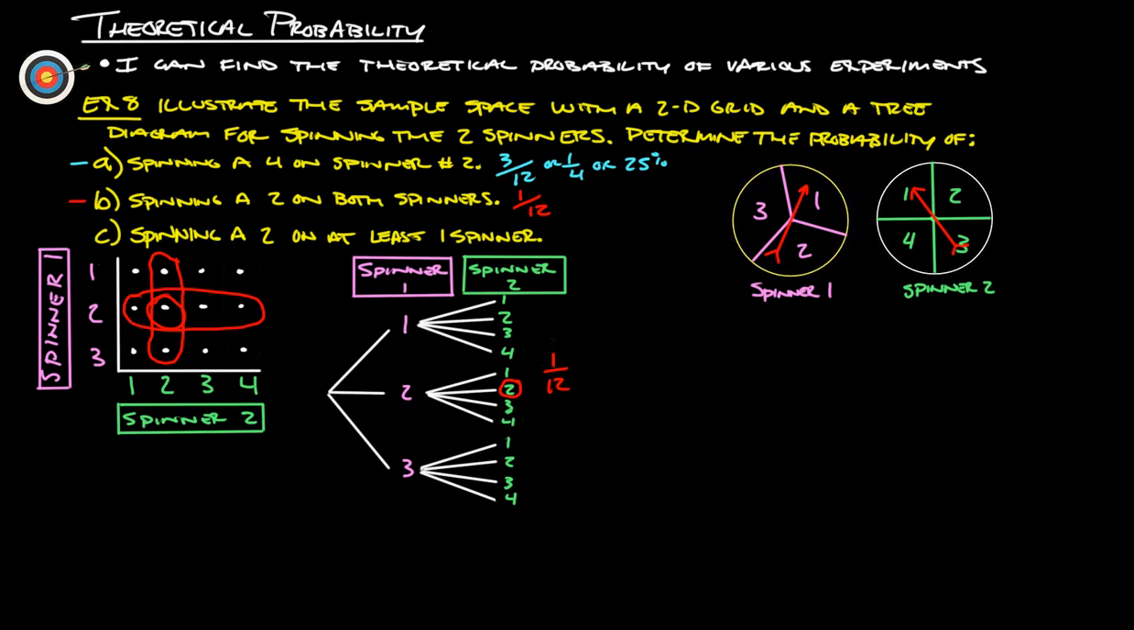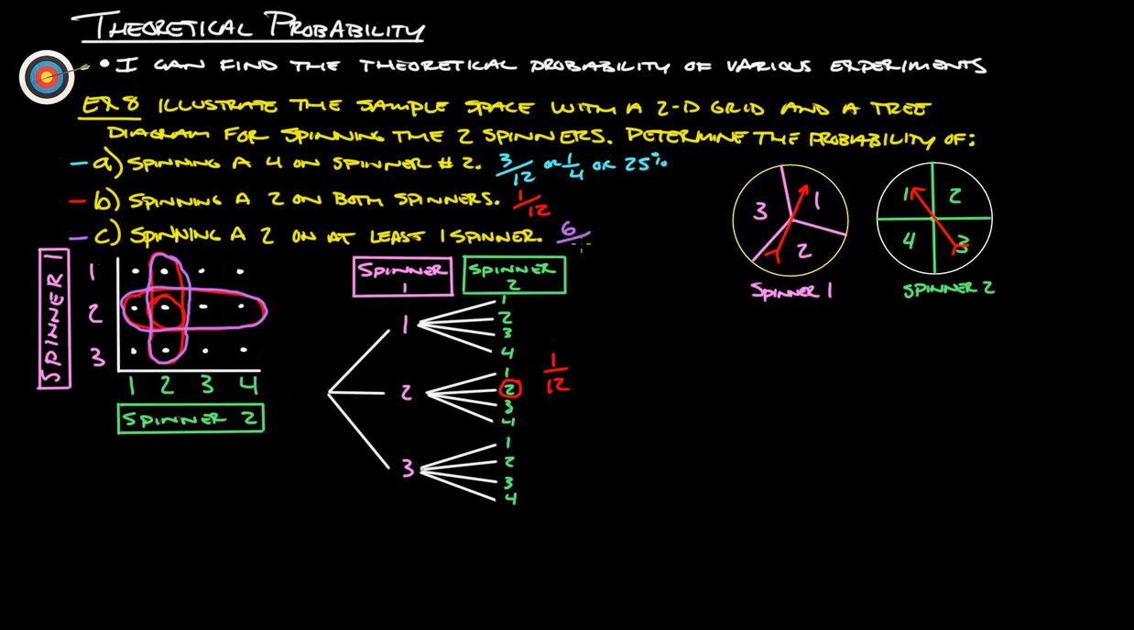Okay, and then the last one on this here says, what's the probability of spinning a 2 on at least one spinner. Okay, so that would still be these two. That's spinning a 2 on spinner 2. This is spinning a 2 on spinner 1. And then since it's saying spinning a 2 on at least one spinner, that would be all of these dots that we've got circled here, right? So 1, 2, 3, 4, 5, 6 of those.